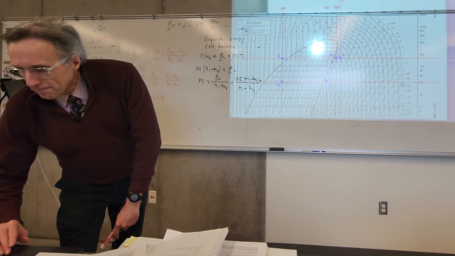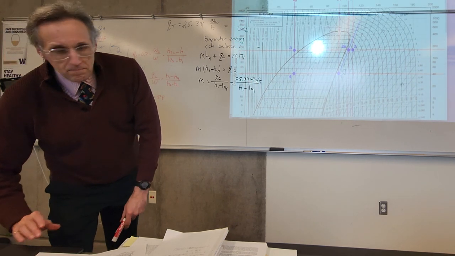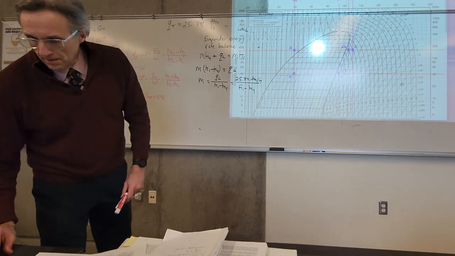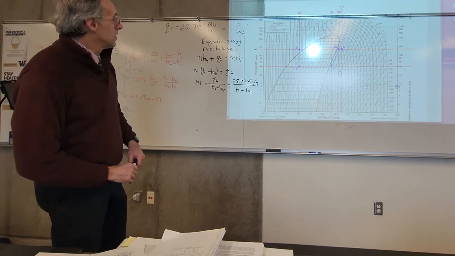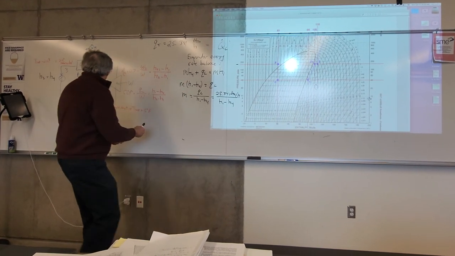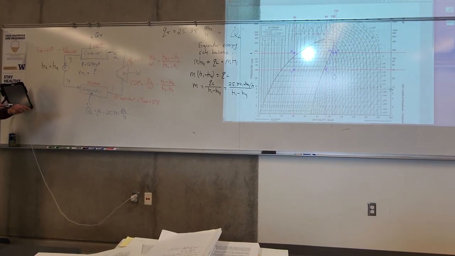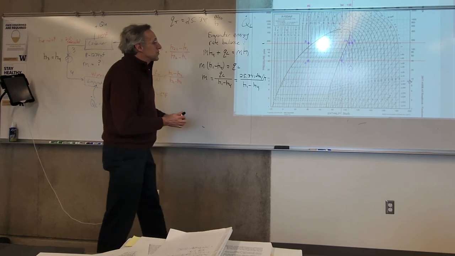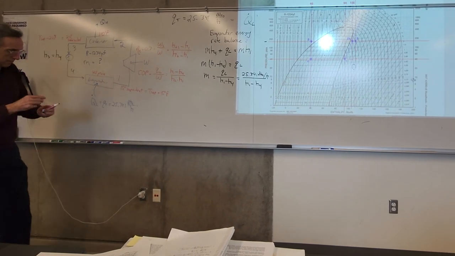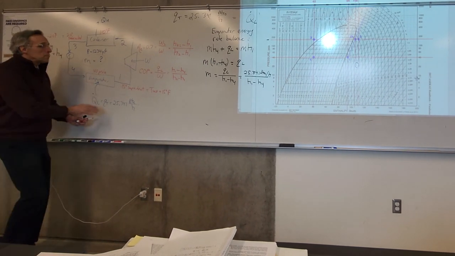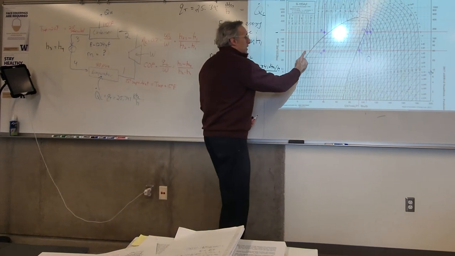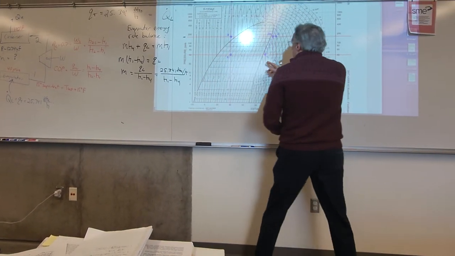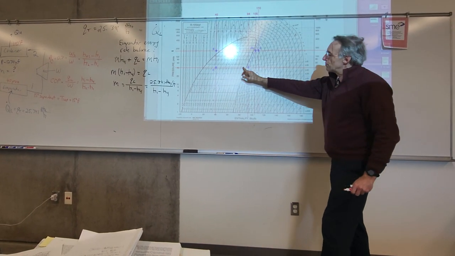So here's what it looks like. Okay, I like working with pressure because it's on the vertical. To me, that's the easiest thing to set at the beginning. So I start with 40 PSI and make a horizontal line, and that's my evaporator operating at 40 PSI.